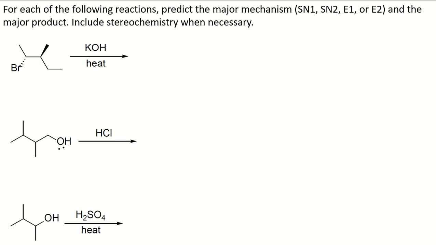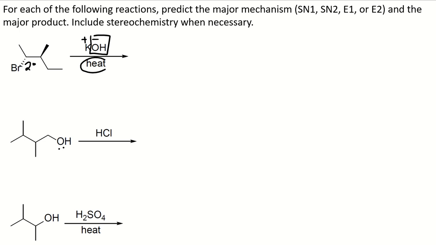So let's look at some more examples where we have to decide which mechanism the reaction is going to follow. Our first example, we have a secondary alkyl halide, meaning we can do any of the four. So we have to look at our reagent now. Potassium is a cation, hydroxide's an anion. We have a strong base, strong nucleophile. So because of that, we are looking at our SN2 and E2.